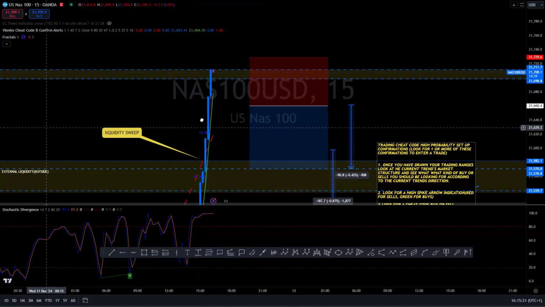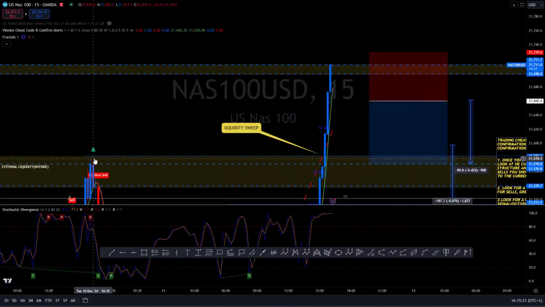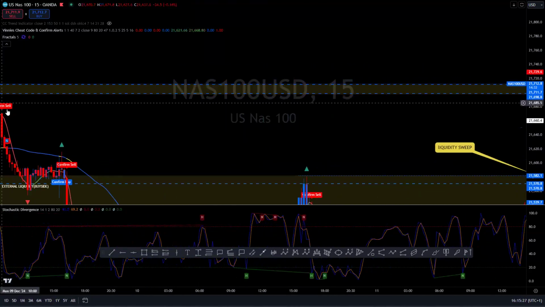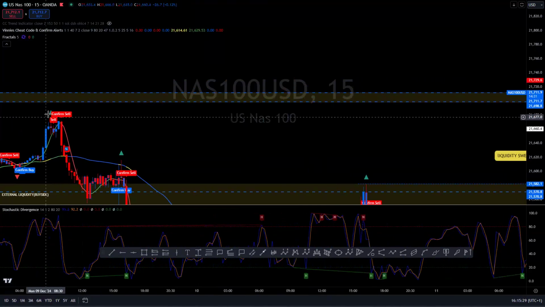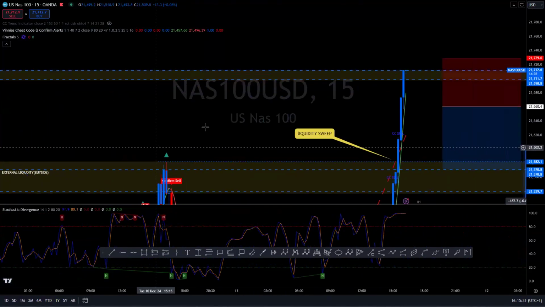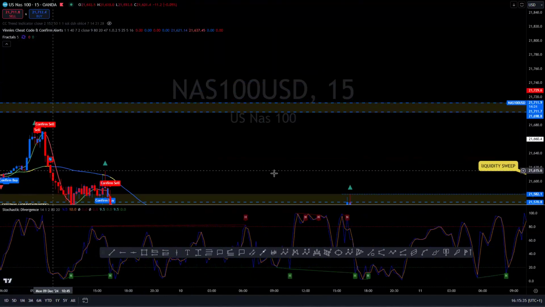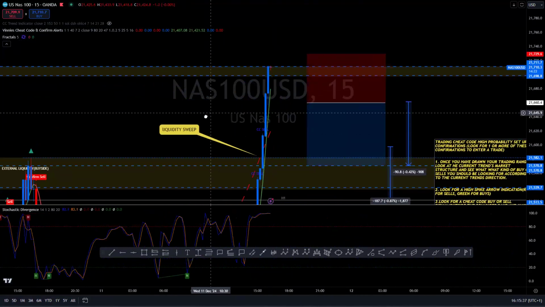But it definitely did a liquidity sweep here. Got all the liquidity, probably not just the liquidity at the top. Right, and come down maybe to this area or this area.